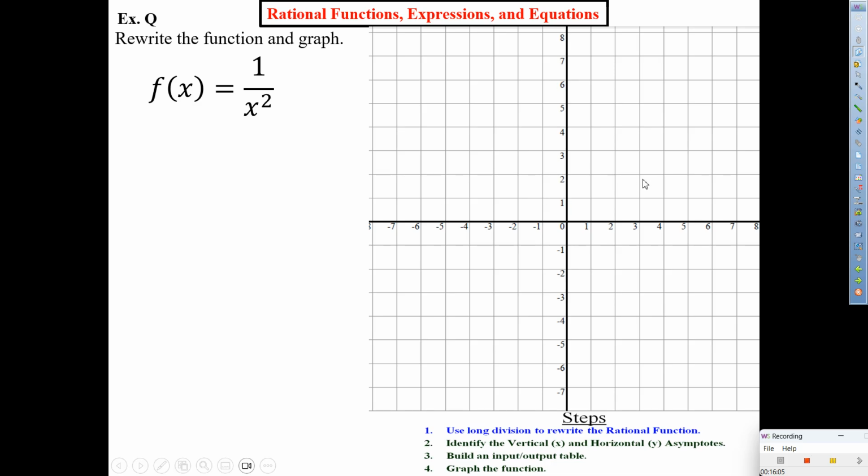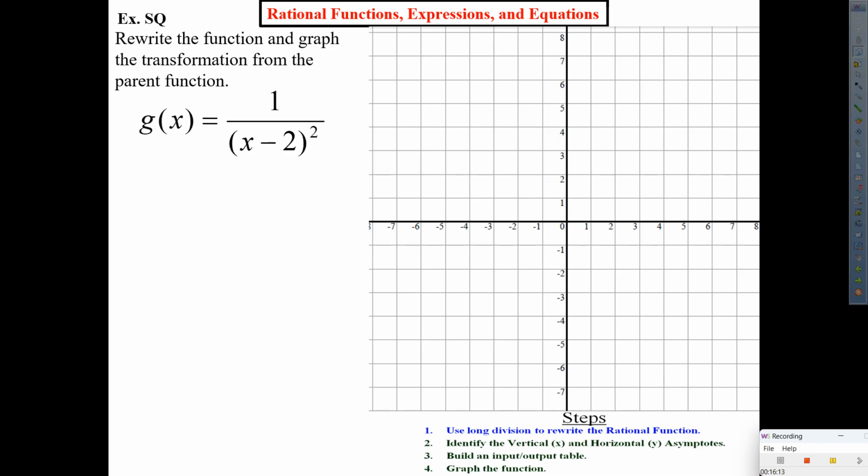Example, supercube. Write that one completely, so like that you have one example complete. It reads, rewrite the function and graph transformation from the parent function, g of x equals 1 over x minus 2 squared. We'll do this one together so we can go a little bit faster. Copy it first.